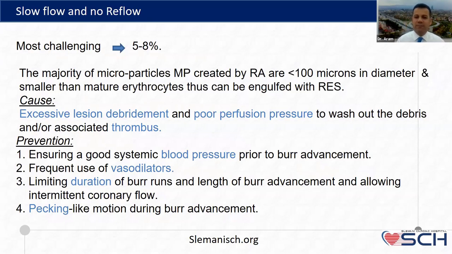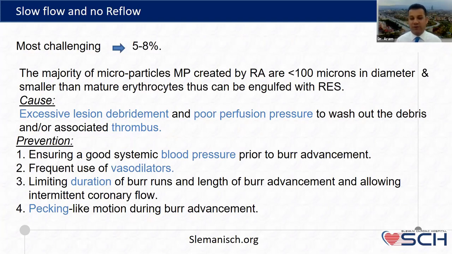Another point is poor perfusion pressure. This means any patient who has low blood pressure. I am not going to do rotablator in any patient if the blood pressure is below 100, because I know from our experience and from the literature that hypotension is very risky. When you have hypotension in these patients, it's very, very difficult to bring the patient back to normal. A lot of these patients will die.